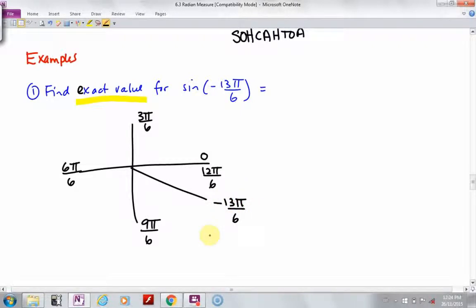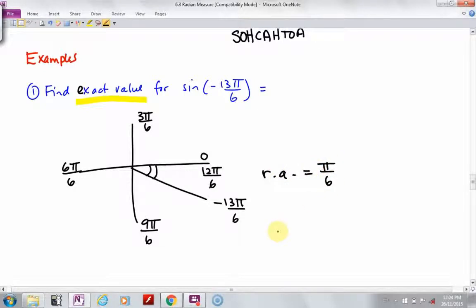Okay? Yes? Then, what is the reference angle here? So we went all the way around 12 pi by 6, and then one more pi by 6 to get to negative 13 pi by 6. So the reference angle is pi by 6.